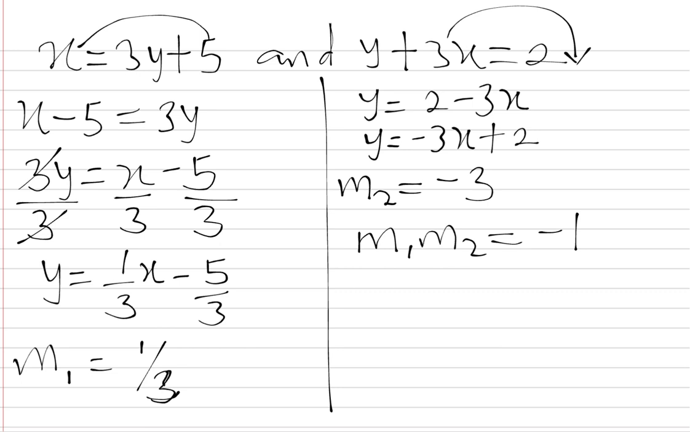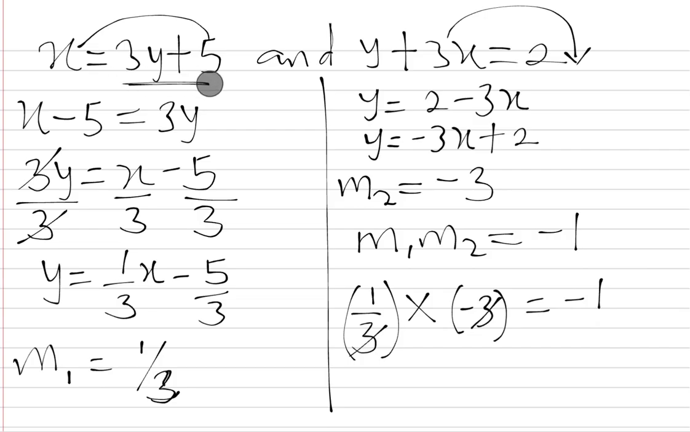So what's our m1? That's 1 over 3 multiplied by our m2, which is -3. Are you seeing that now? You can see 3 cancels 3. 1 times -1 will give us -1. So that means these two lines are perpendicular.